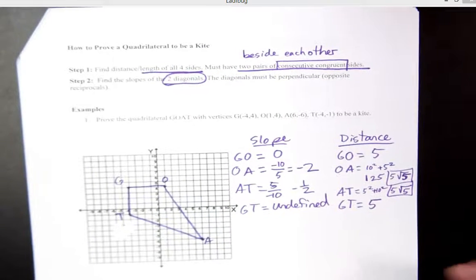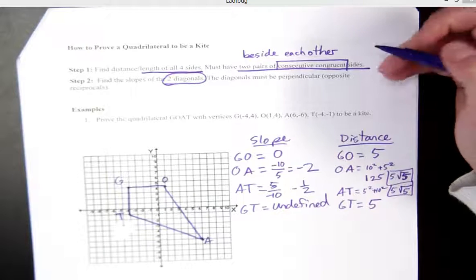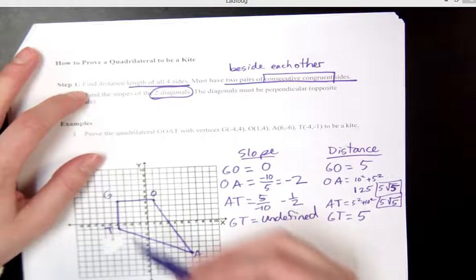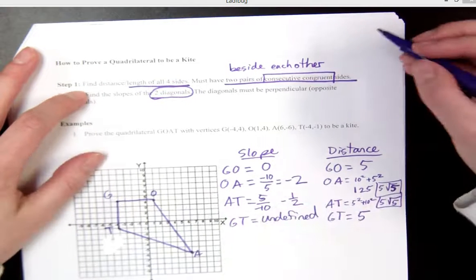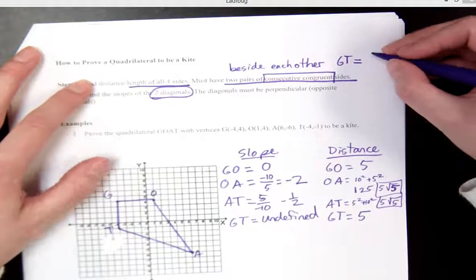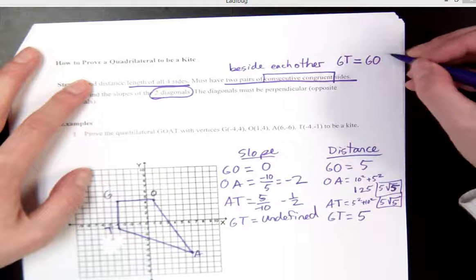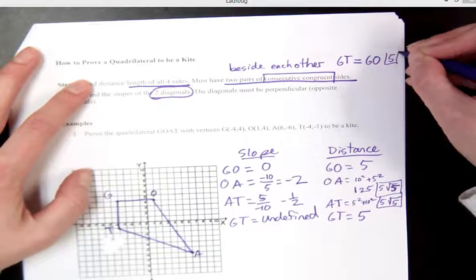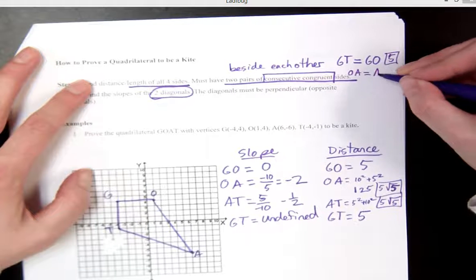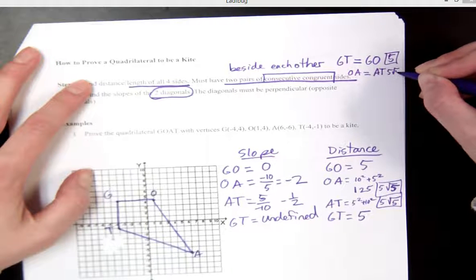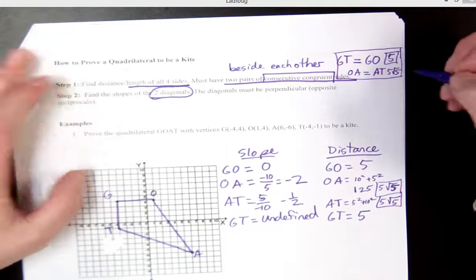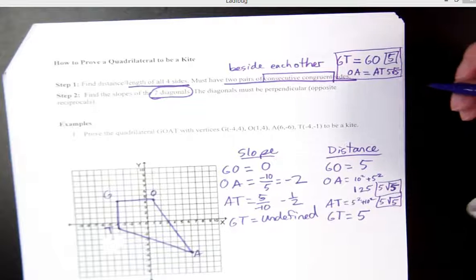So now that we have distances, do we have enough to write one of our proof statements up at the top? Yeah, because it says we have to have two pairs of consecutive congruent sides. So my congruent sides would be GT and GO. So my first statement would be GT is congruent or equals GO. And then I'm going to go ahead and write the distance 5 there, just to make sure it's clear. And then OA equals AT, and I'll write my 5 root 5 there. So as you do your project next time, when in doubt, just go ahead and copy down the exact information there. It's always better to give more information than not enough.